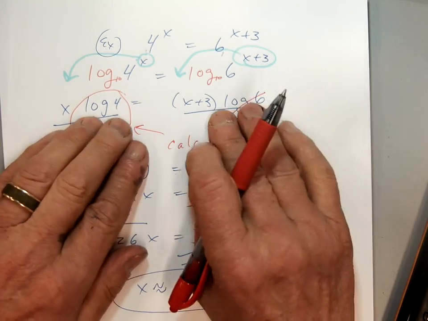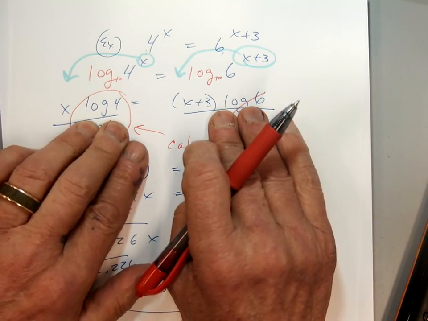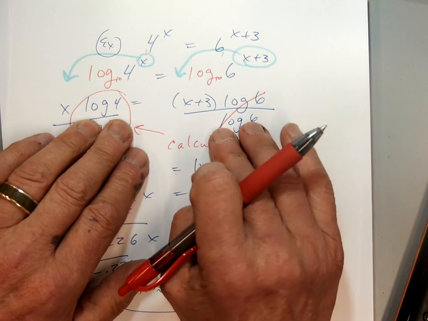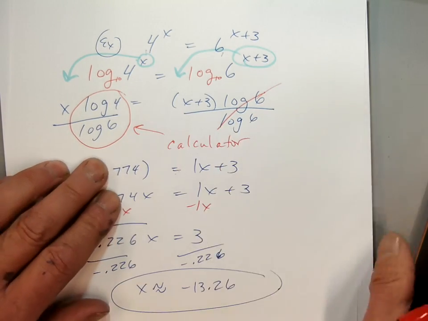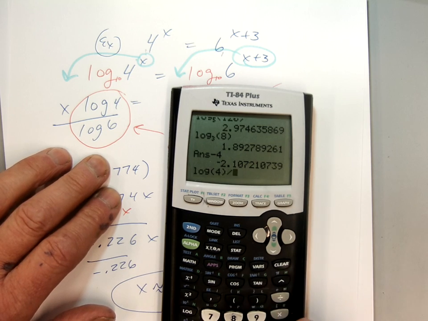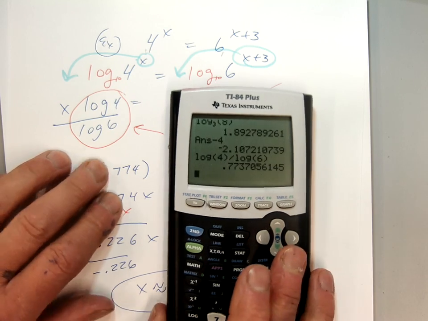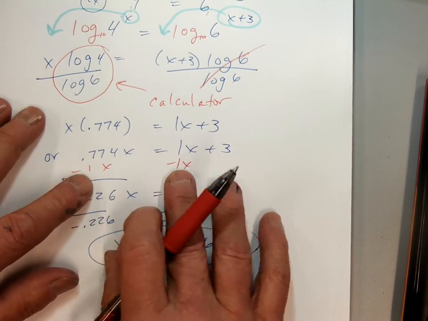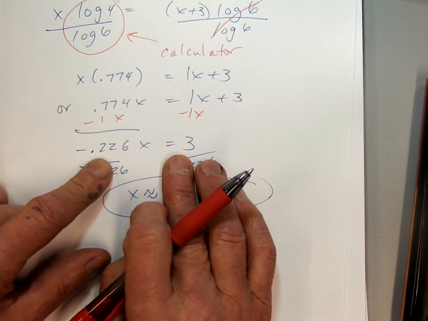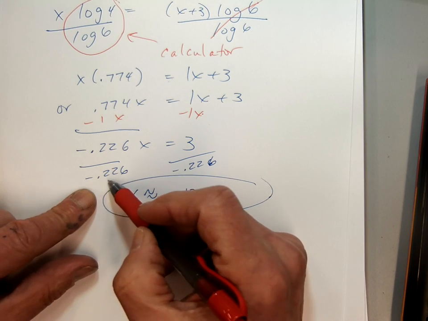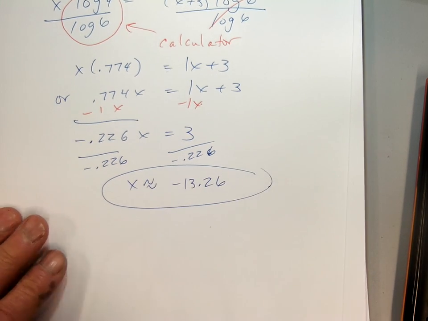Then I have x times log of 4 equals x plus 3 times log of 6. So I want to solve for x, so I decide, okay, I'll divide by log of 6 on both sides. So that gets rid of that. And then I had to use my calculator. What is log of 4, close the parentheses, divided by log of 6, and I get about 0.774, and that's x. So now I'm just going to solve for x. Decimal, so I'll go minus 1x, gives me negative 0.226x. I'm just solving for x, minus x, minus x. I'm going to divide by negative 0.226, and I get an answer about negative 13.26.